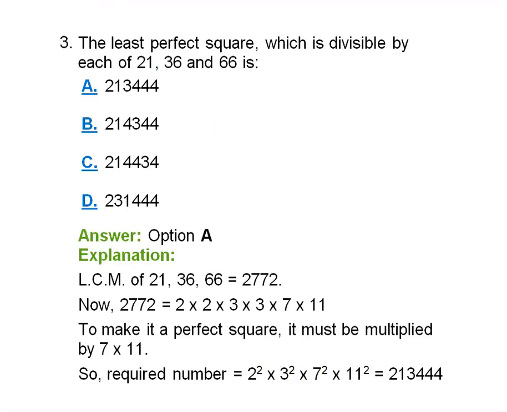The least perfect square which is divisible by each of 21, 36 and 66 is. So what we'll do is we'll calculate the LCM of all the three numbers, which equals 2772. Now we can write 2772 like this: 2 into 2 into 3 into 3 into 7 into 11. Now to make it a perfect square, it will be multiplied by 7 into 11. So the required number is 2 square, 3 square, 7 square and 11 square, which is 213,444, which is your answer, option A.